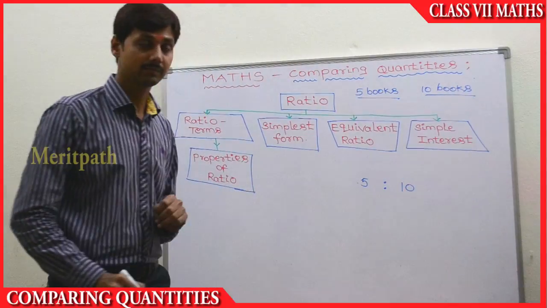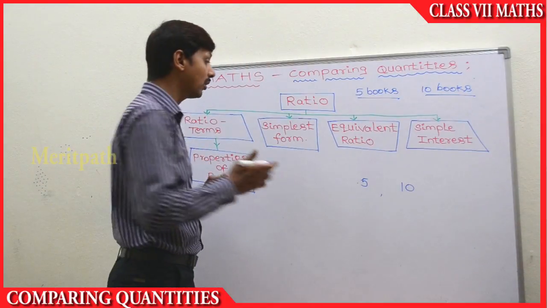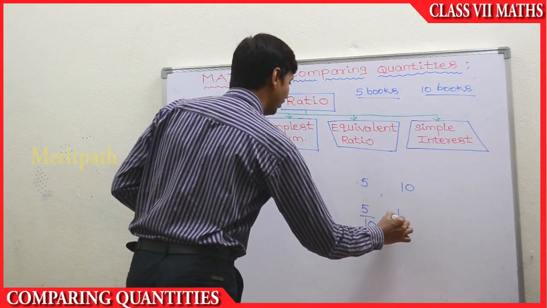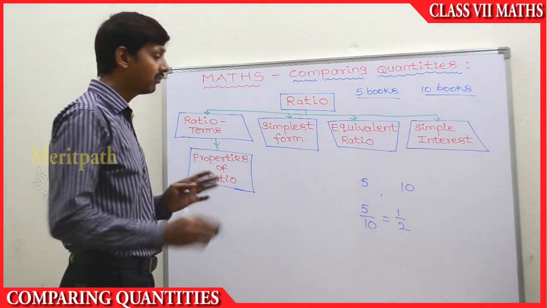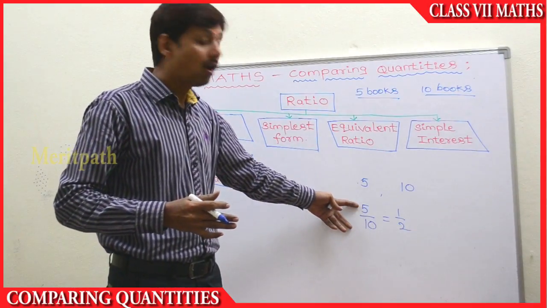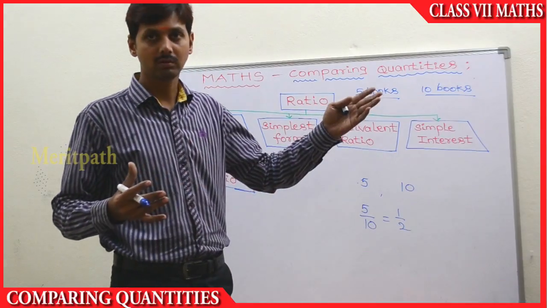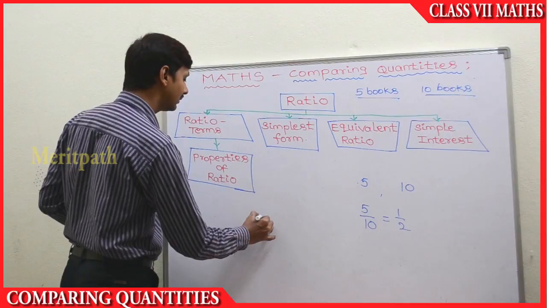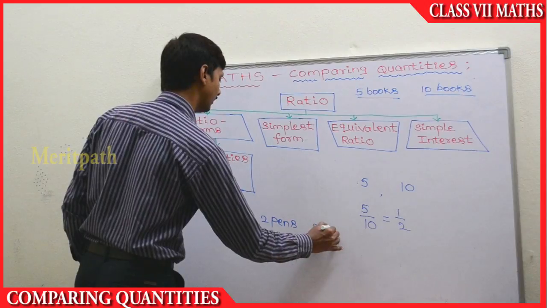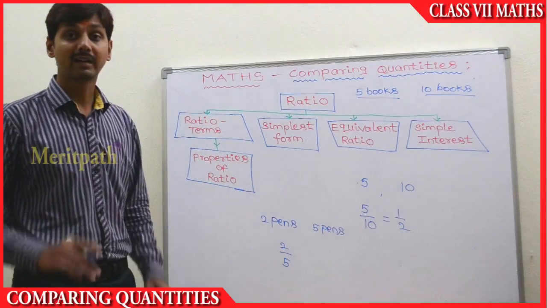5 and 10, we have taken, and just divide these two quantities, 5 by 10, which is exactly equal to 1 by 2. In simplest form we have written 5 by 10, and we call this a ratio. We've taken two quantities, books, or if you want to take any other thing like 2 pence and 5 pence. When we compare these two by division, we call it a ratio.